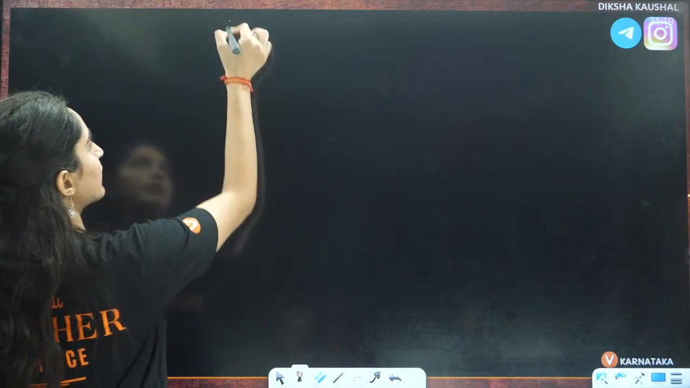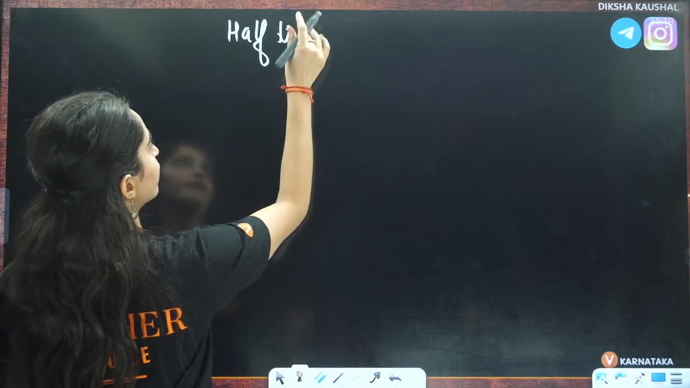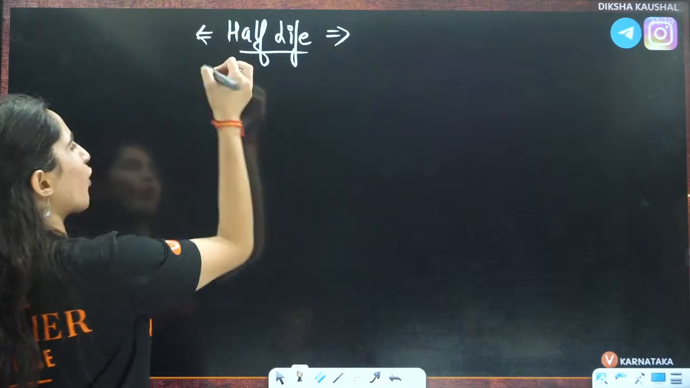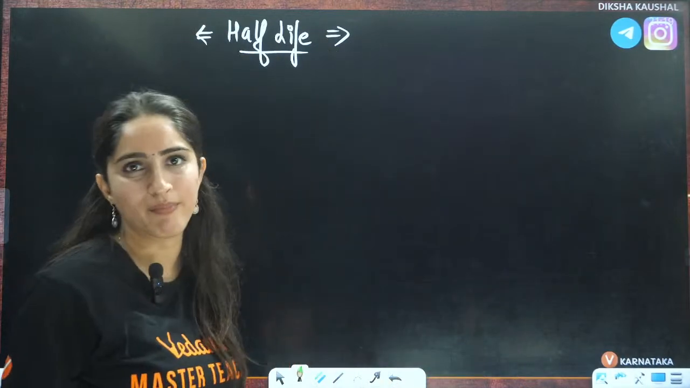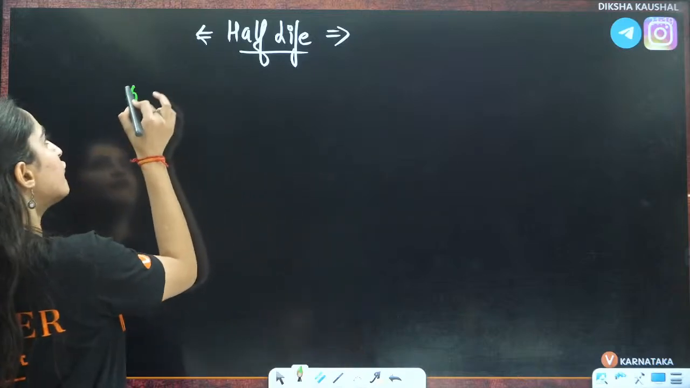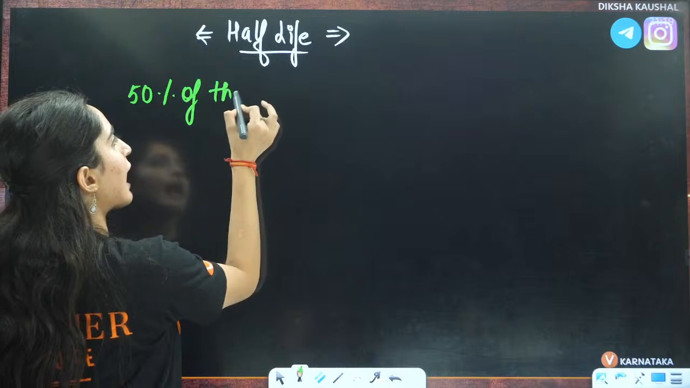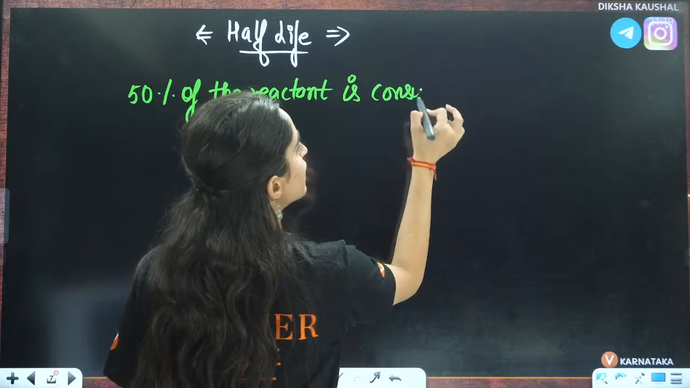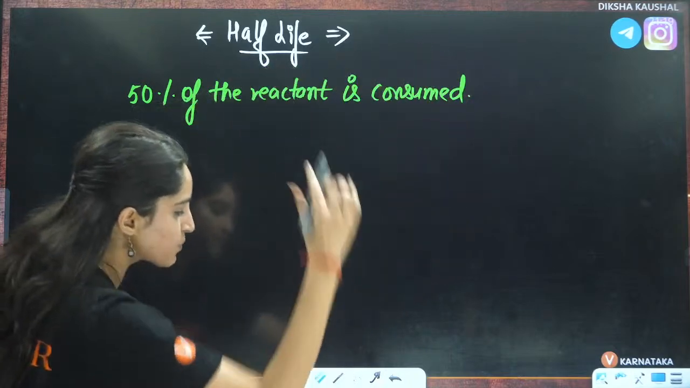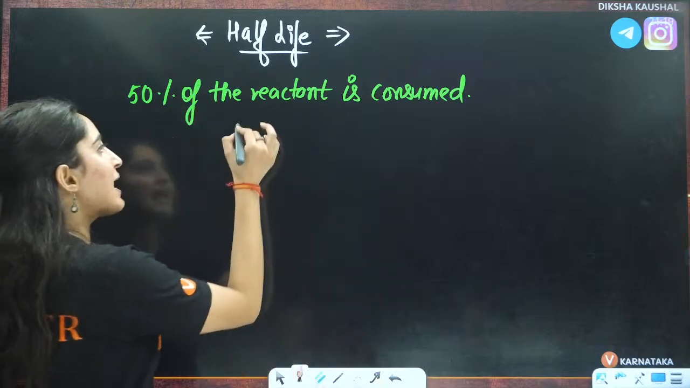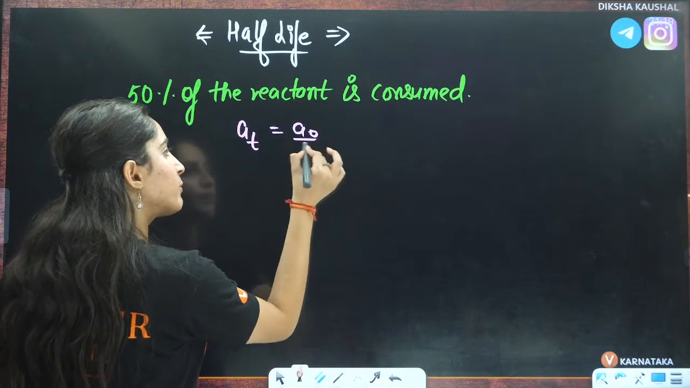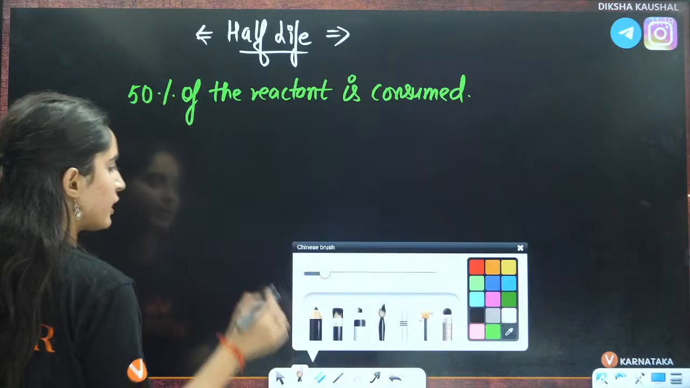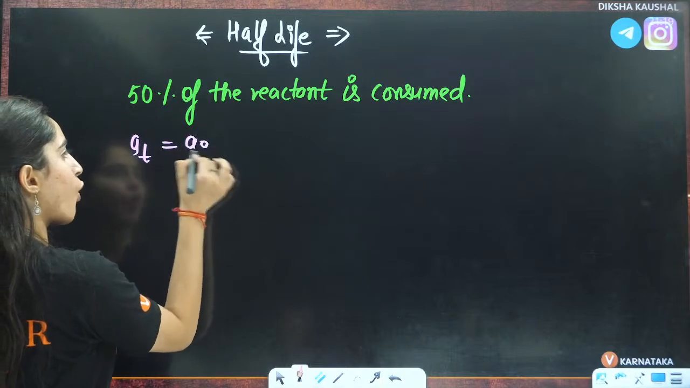Now, the third thing they can ask you is regarding half-life. Now, what is this half-life? Half-life means when 50% of the reactant is consumed. When 50% of the reactant is consumed, that means my A_t should be equal to A naught by 2. Should I put it here? Here A_t is equal to A naught by 2.